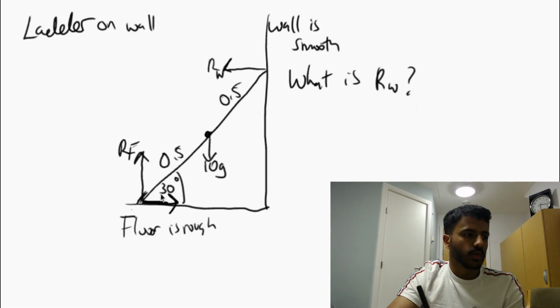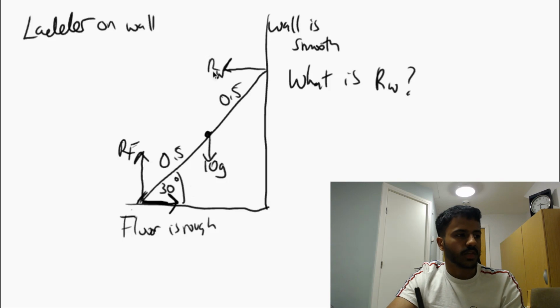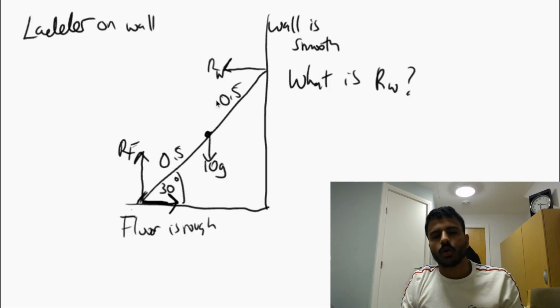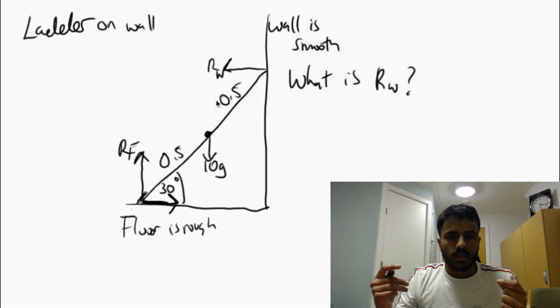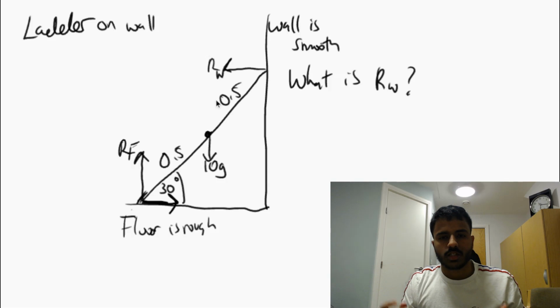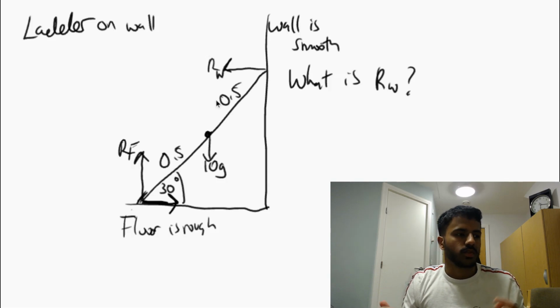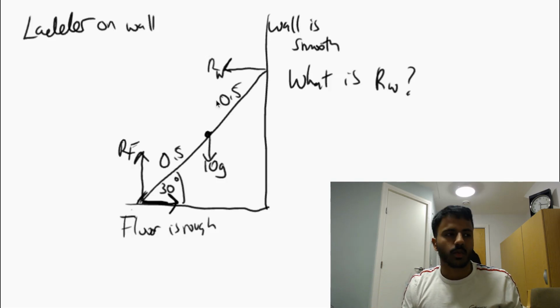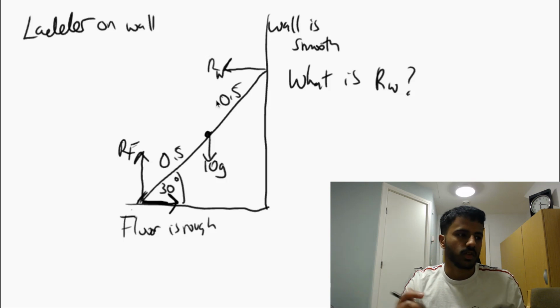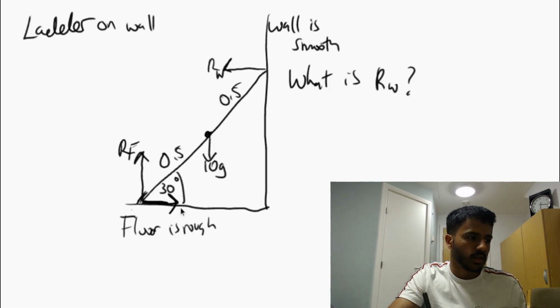Before we do that, we can quickly see that this frictional force has to be acting in the opposite direction of this reaction force from the wall, because we know that for an object to be at rest, the resultant force in all directions must be zero. So therefore, the forces acting towards the right must equal the forces acting towards the left. So therefore, this frictional force here is equal to the reaction force from the wall.